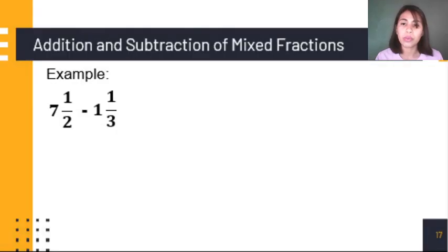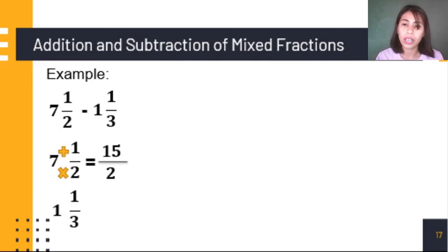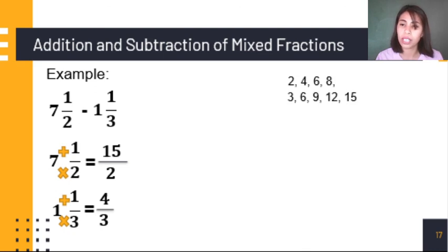Next, we have 7 and 1 half minus 1 and 1 third. So first, we need to change 7 and 1 half to an improper fraction. 2 times 7, we have 14, plus 1, 15 over 2. Then for 1 and 1 third, we have 3 times 1, 3, plus 1, we have 4 over 3. Then find the LCM and the LCD. For 2, we have 2, 4, 6, 8, and so on. For 3, we have 3, 6, 9, 12, 15, and so on. So for the LCM, we have 6, so the LCD is also 6.